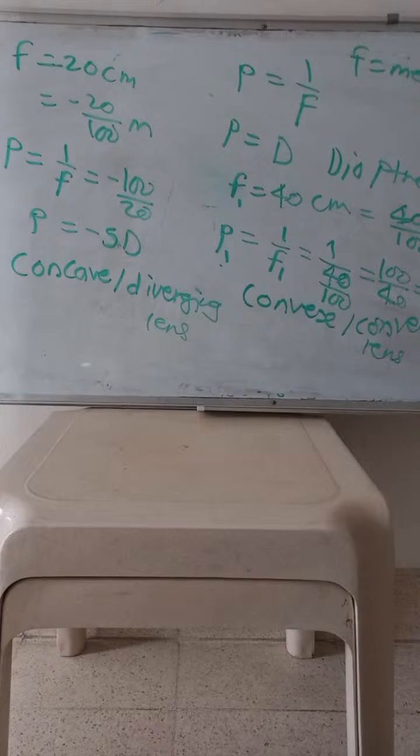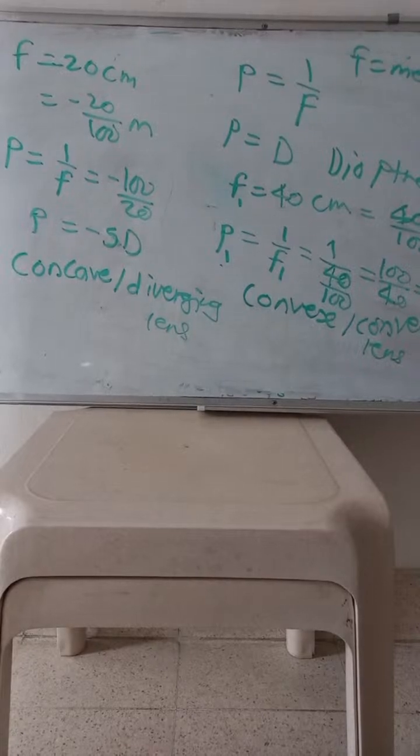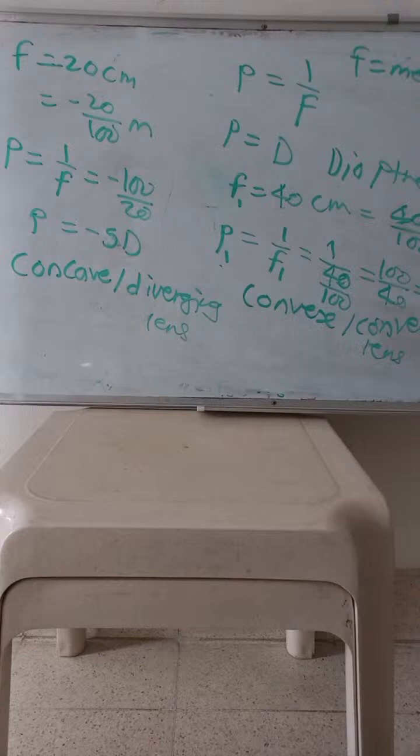Okay, then write down one more question. Write down the refractive indices of a glass and water with respect to air are 3 by 2 and 4 by 3 respectively.